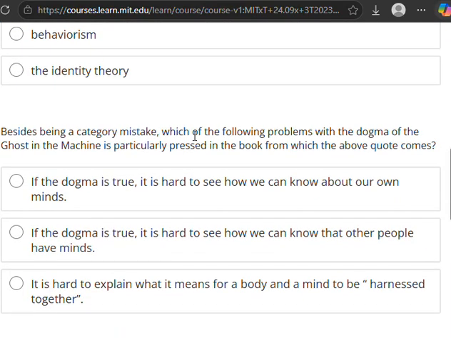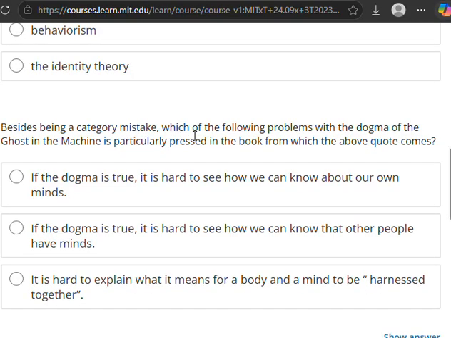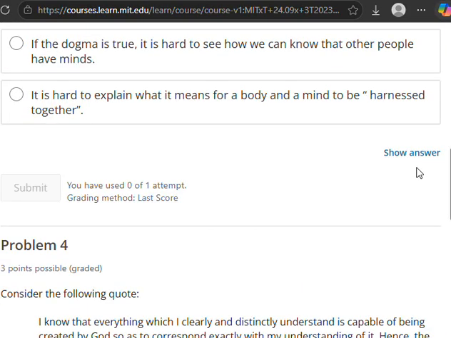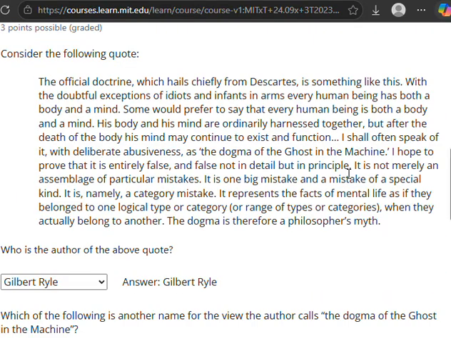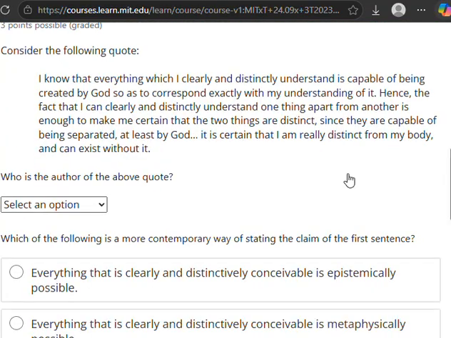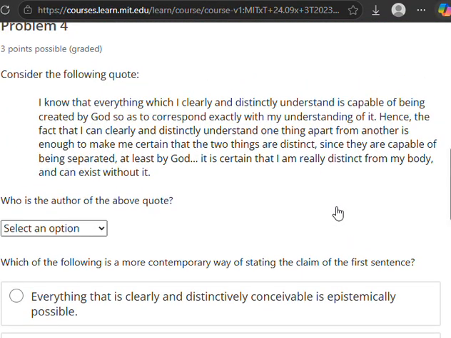Besides a category mistake, which of the following problems with the dogma of the ghost in the machine is particularly pressed? Let's see if the answer is in the question. Dualism. So we're doing well, mostly 2 out of 3. I know that it's 20 questions, so bear with me.